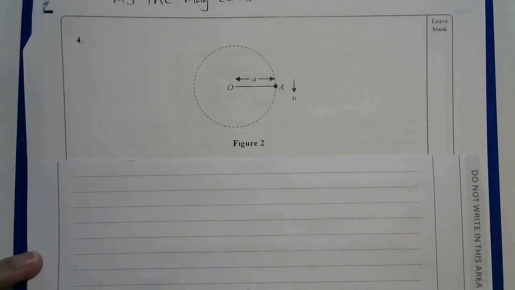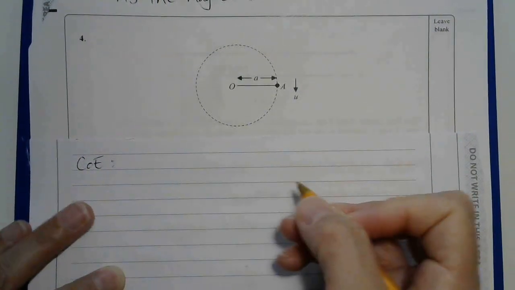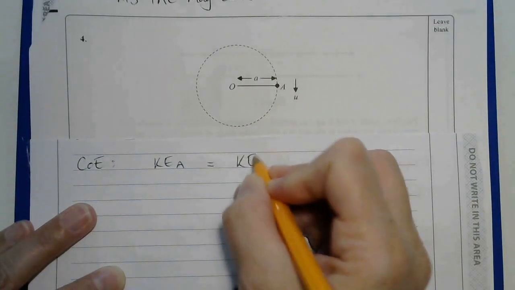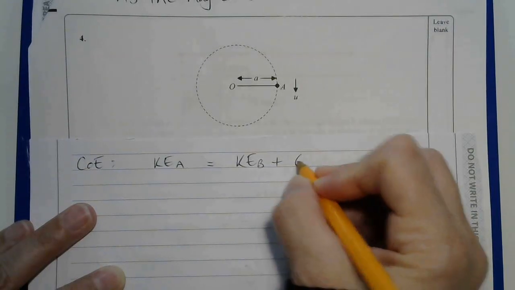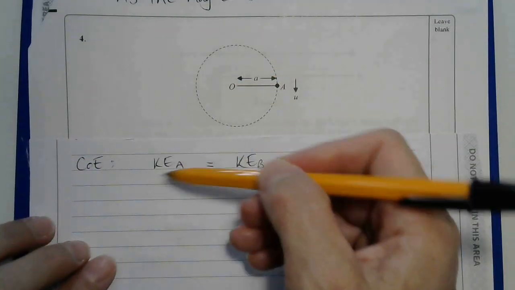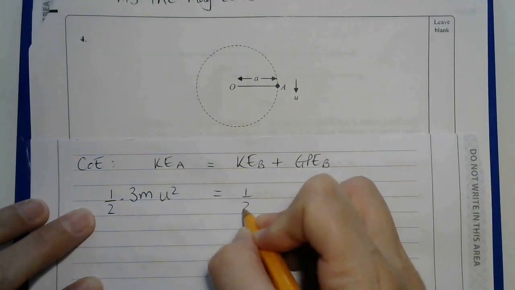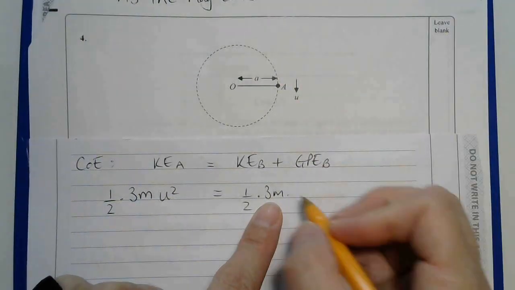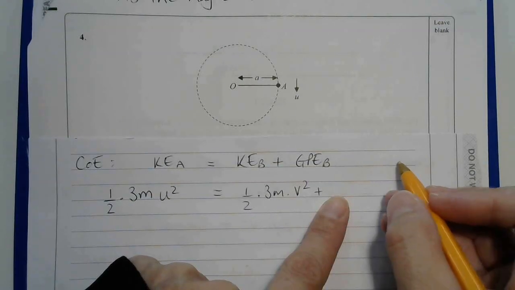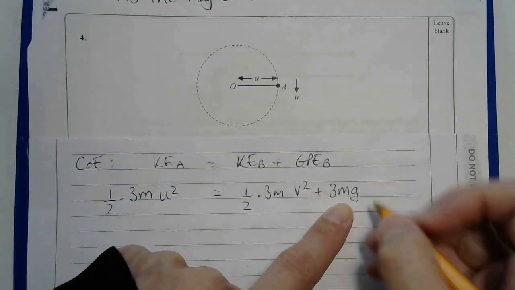So if we first try to write down an equation for the energy, I know conservation of energy, so the kinetic energy at A will equal the kinetic energy at B plus the gravitational potential energy at B. I'm going to take the level of no gravitational potential energy to be the level of O. So kinetic energy at A will be half times the mass, which is, watch out, 3m, not m, times the initial speed squared, which will equal half times the mass times the velocity at the top squared, I'll call that v, plus the gravitational potential energy, which is the mass, 3m, times g times the height above O, which is a.